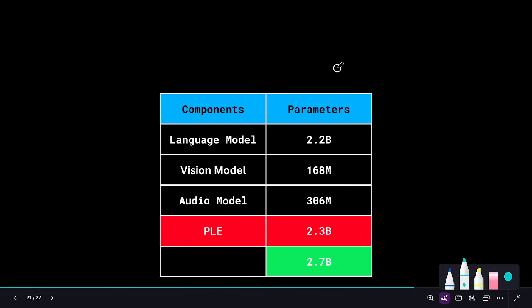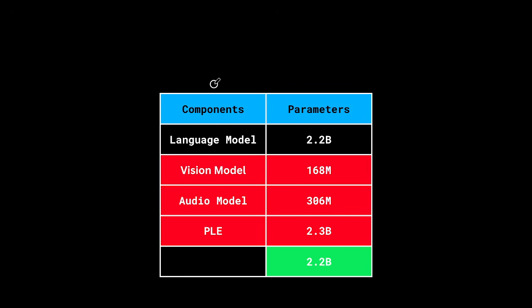And what's even more interesting about this is, a lot of times you will not be using the vision model. You will not be using the audio model. So it's even a much lower model of basically 2.2 billion parameters. And that's basically where it gets its name from: Gemma E2B, effectively a 2 billion parameter model.